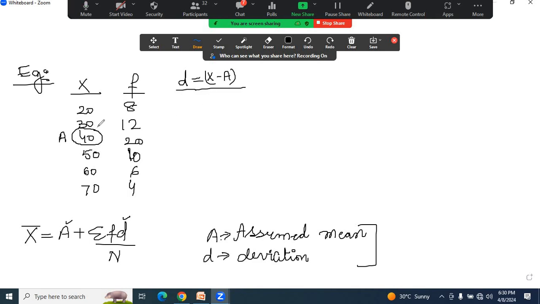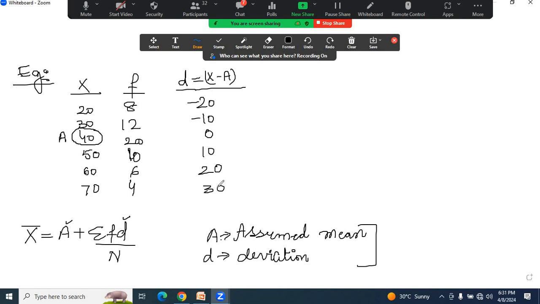Students, are you aware of the integers part, plus minus, bigger number, smaller number? Are you aware, or should I tell that also? Yes, ma'am. I hope you all are aware of integers. Okay, so can you tell me 20 minus 40? Minus 20. This will be minus 10. This will be 0. 50 minus 40, positive 10. 60 minus 40, positive 20. 70 minus 40, 30.